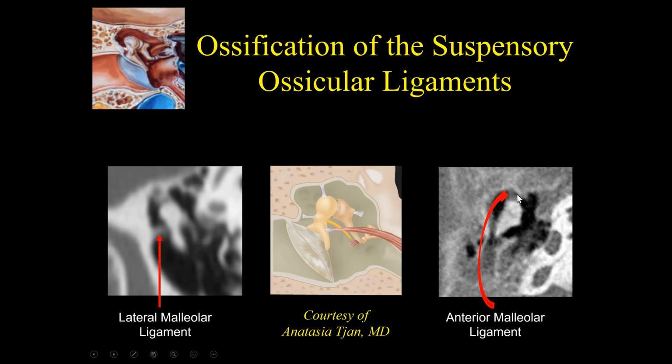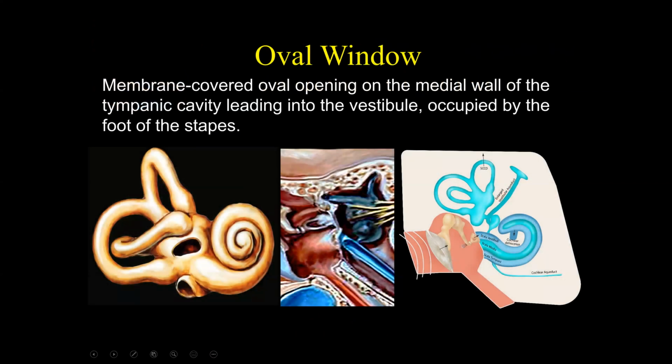So it is at least important to keep this in the back of your mind. Again, it's a difficult finding at times to see. But on the other hand, if you look real closely, in patients with isolated conductive hearing loss, you will be able to make this diagnosis. Well, now we'll move our attention to the oval window.